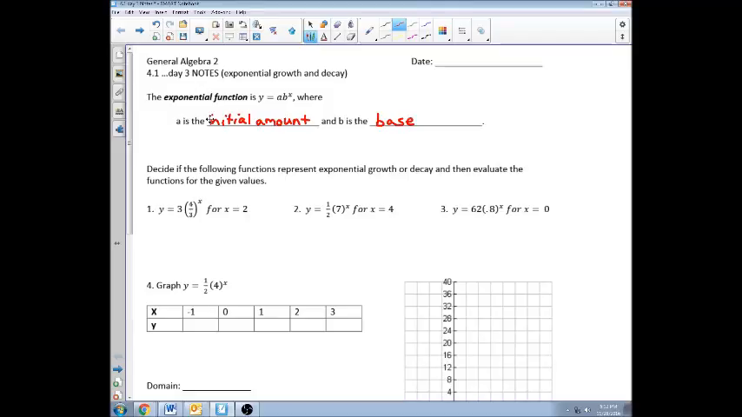Remember that how to determine whether it's exponential growth or decay has to do with our base. So in problem 1, I have 4 over 3. If the base is 1 or larger, then it's going to be growth. So the first problem is going to be growth. The second problem, my base is 7, so that's also going to be growth. The third problem is 0.8, so that is going to be decay.